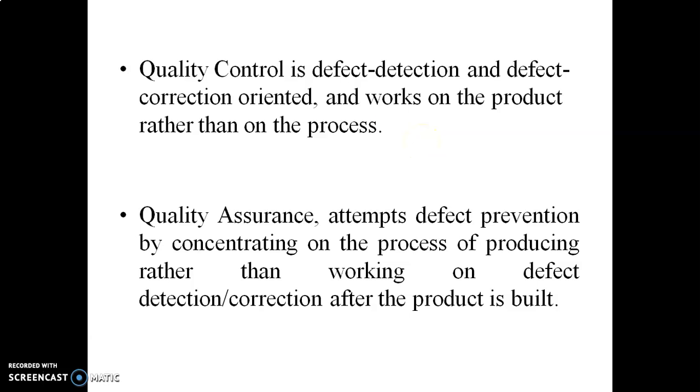Now we'll discuss what quality control is. Quality control is defect detection and defect correction oriented and works on the product rather than on the process. It is product oriented, and it mainly focuses on defect detection and defect correction rather than on producing the product. It focuses only on the product.